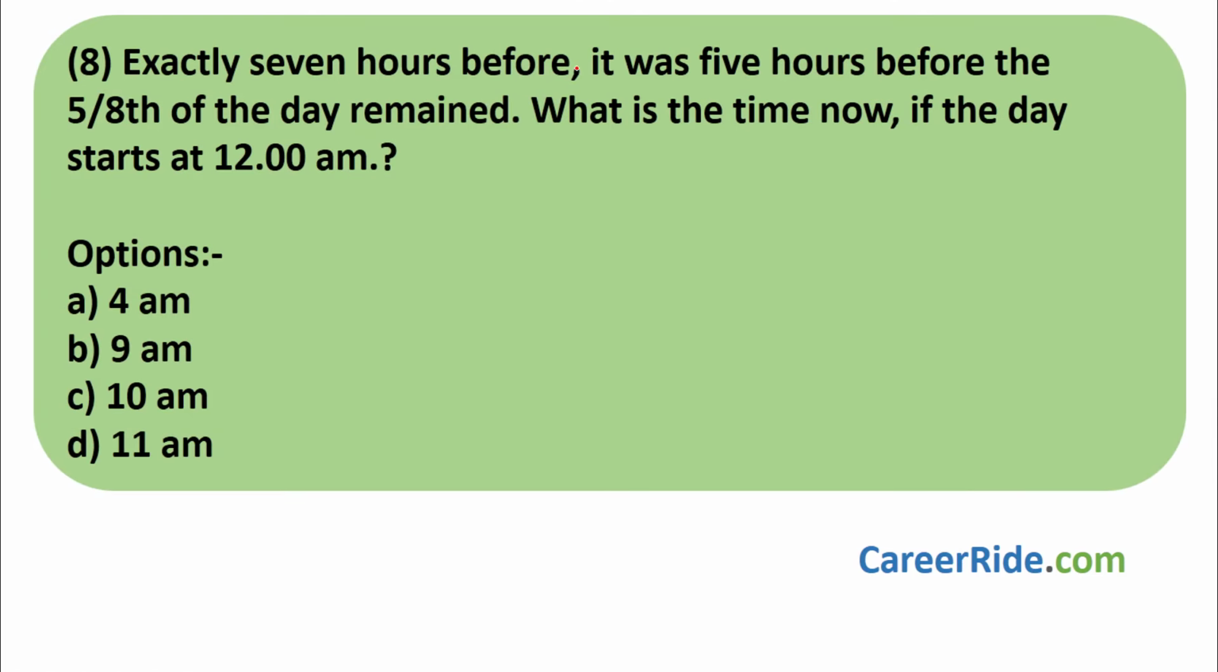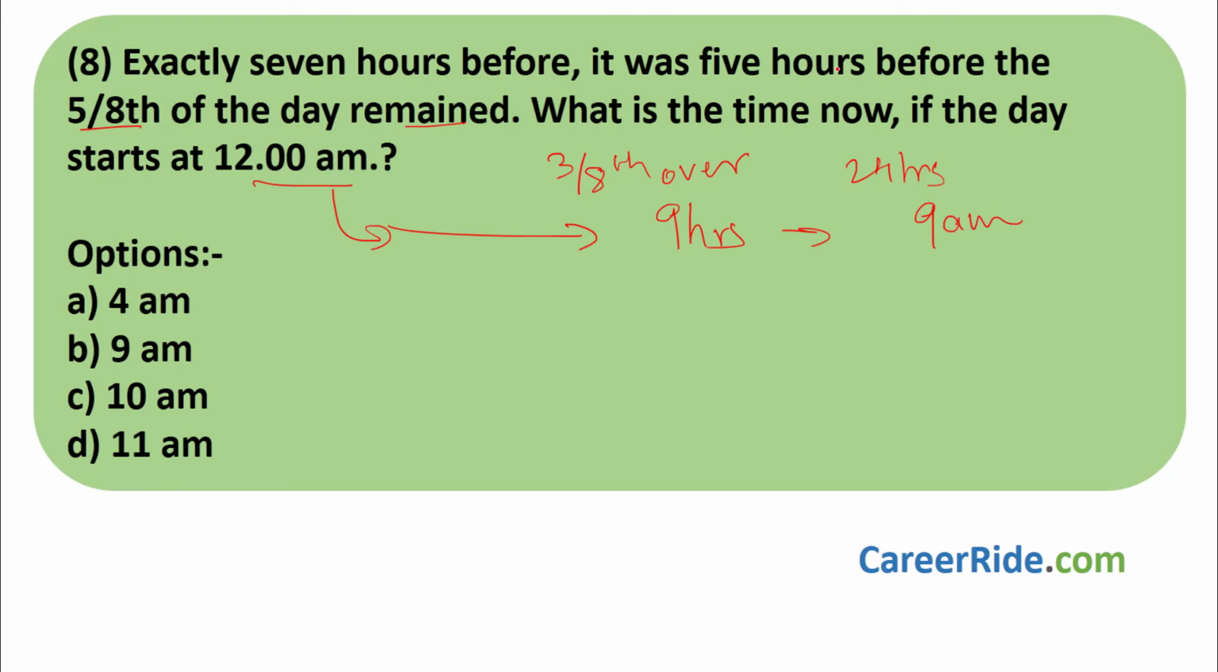Exactly 7 hours before, it was 5 hours before the 5/8 of the day remained. What is the time now if the day starts at 12 am? It is very easy. Just start tracing it from backwards. Day starts at 12 am. 5/8 of the day remained. That means 3/8 of the day is over, right? One day has 24 hours. So 3/8 of the day means 9 hours are over. Day starts at 12 am. After 9 hours, what will be the time?